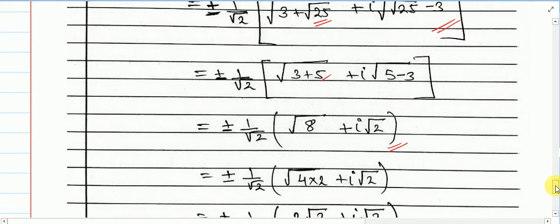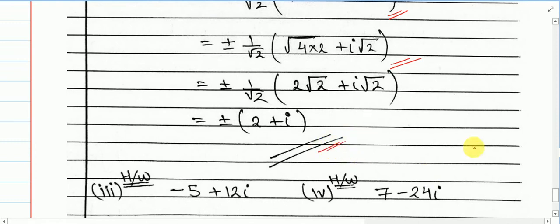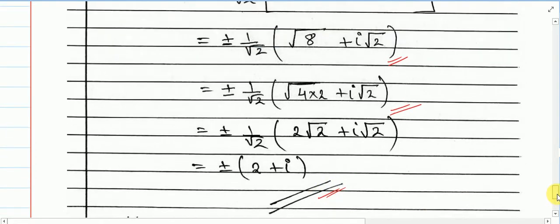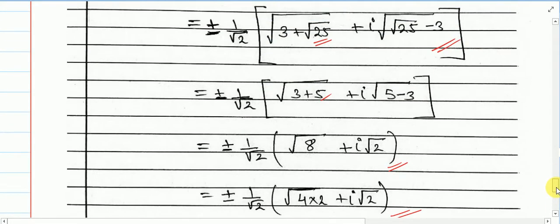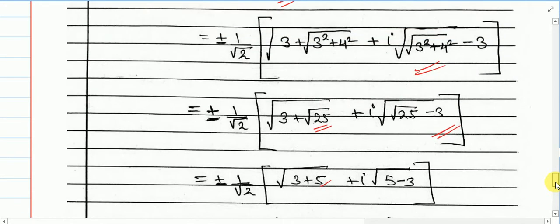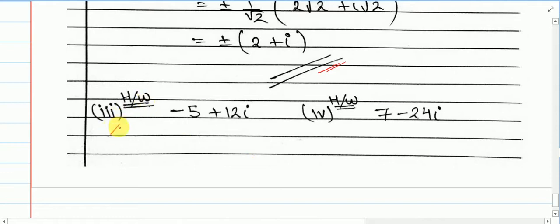Then this, then this. I'm just trying to scroll slowly so that you can copy it. Number 3, minus 5 plus 12i. Here this will go in case 1. This will go in case 2. So these two are your homework. You have to find the square root of these complex numbers.